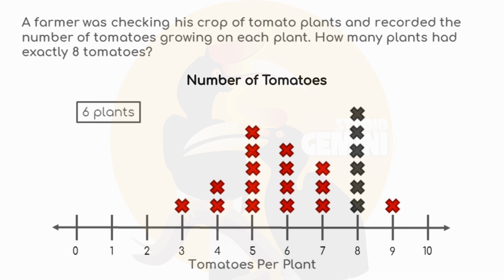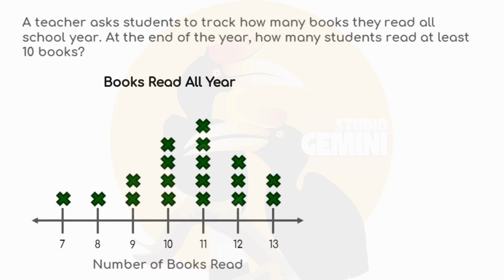Let's try another. A teacher asks students to track how many books they read all school year. At the end of the year, how many students read at least 10 books? The key words in the question are at least, which means we need to look for numbers that are at least 10. We need to count all the X's in the columns for 10, 11, 12, and 13 books. Each X represents 1 student.